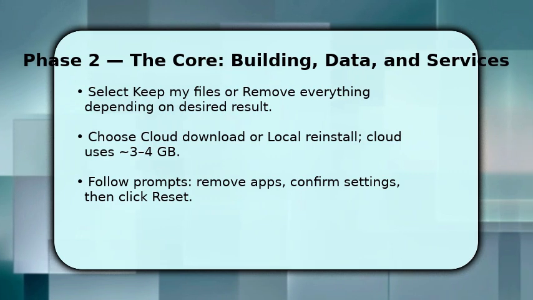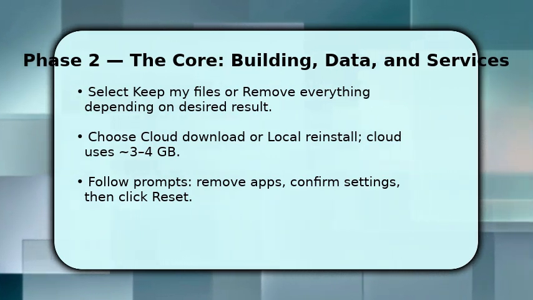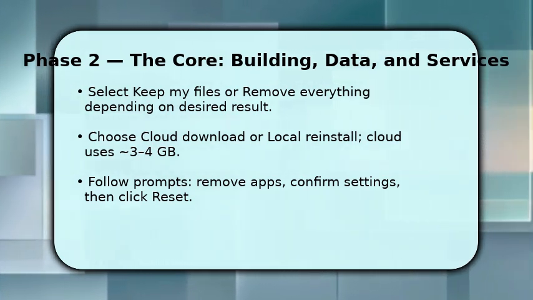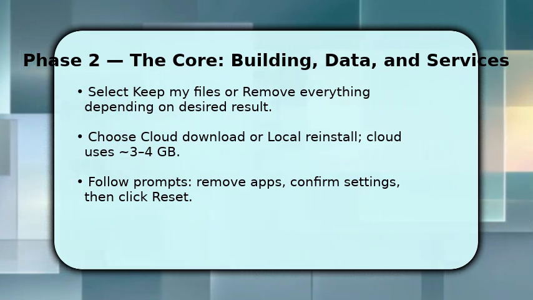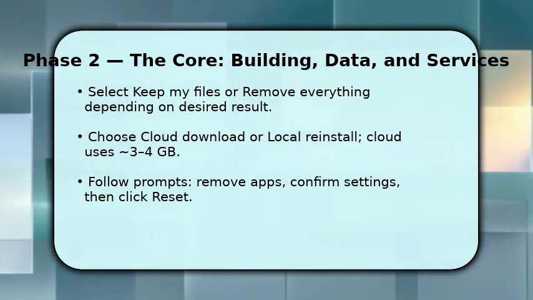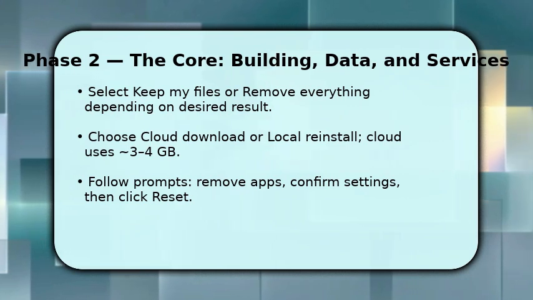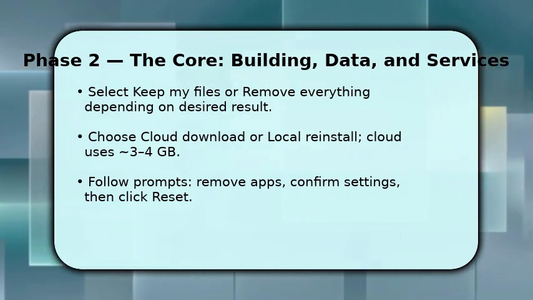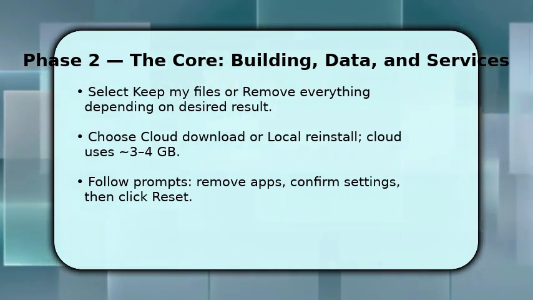Cloud reinstalls fresh files from Microsoft and uses about 3 to 4 GB, while local uses existing files on your drive. Make choices deliberately because they determine what gets deleted and how long the process takes. Confirm prompts about apps and the reset runs automatically.